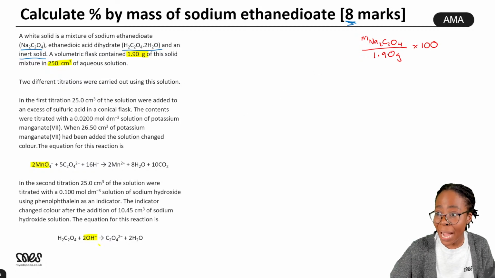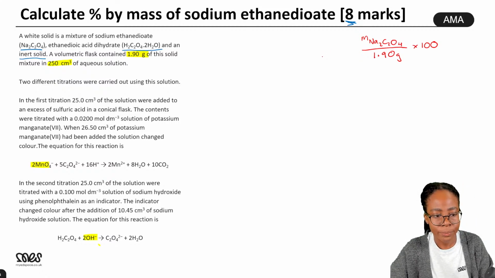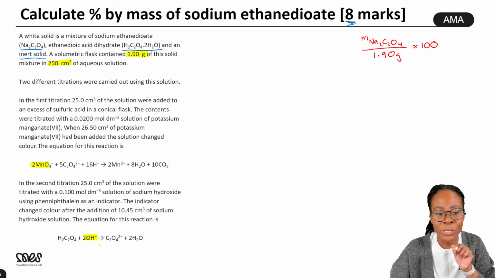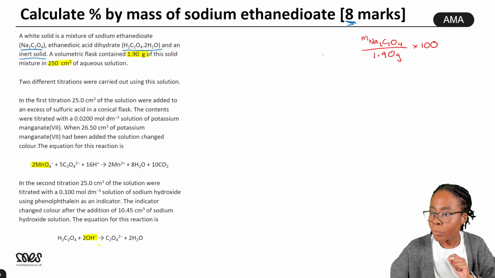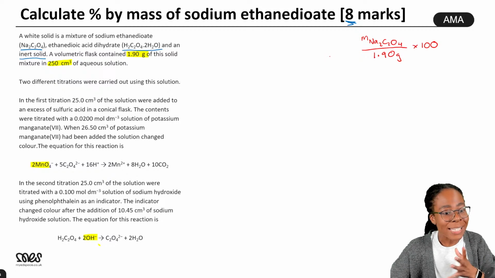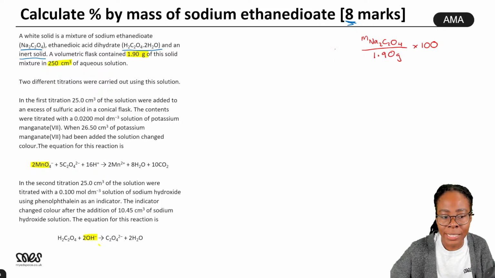To get the mass of the sodium ethanedioate, how do you think we'll get it? What do we need to get the mass? We'll see where the marks come from as we start working. Calculation-wise, great. We're going to need the moles and the Mr. So that's going to be the moles multiplied by the Mr of the sodium ethanedioate.